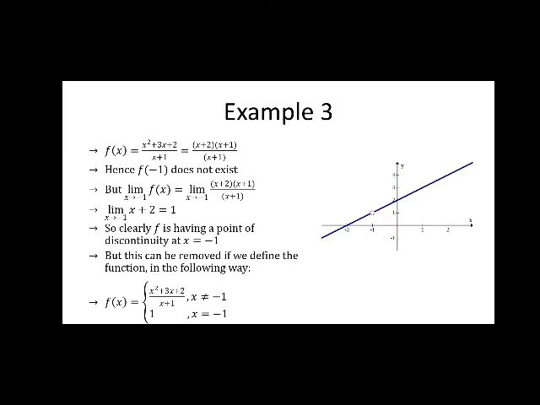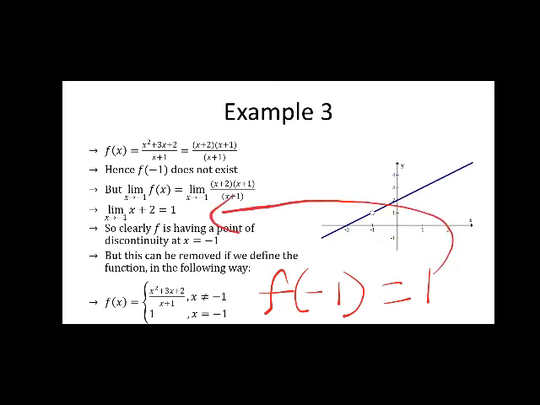So if I fix the value of the function to be 1 at x equals to minus 1, then it solves my problem. Why? Because now we have the functional value at x equals to minus 1. Now from this definition I can say f of minus 1 is exactly equals to 1, and that is same as the limiting value here. So now the limit and the functional value match, and the function becomes continuous.